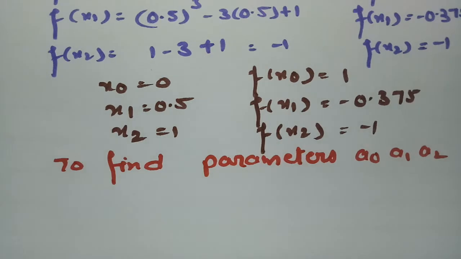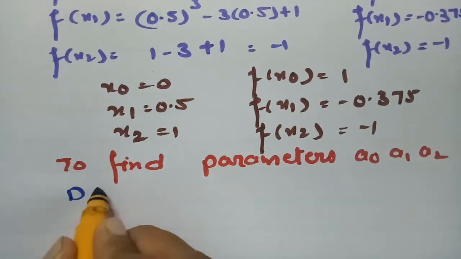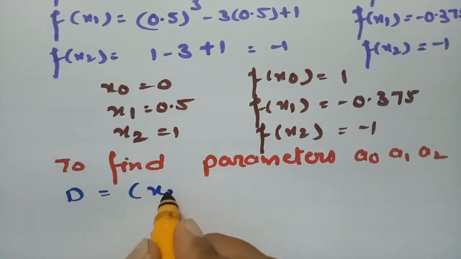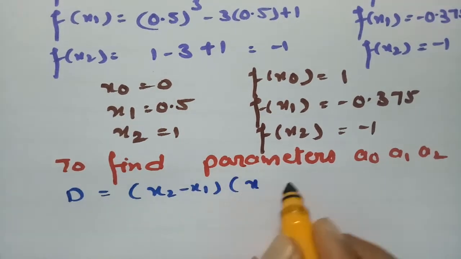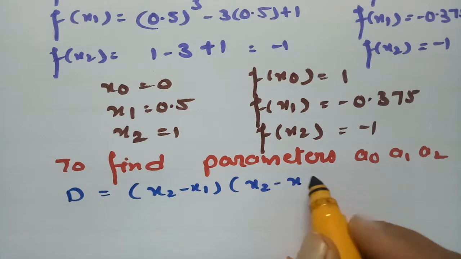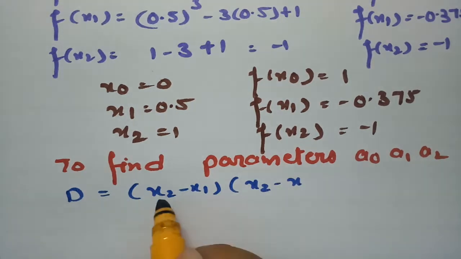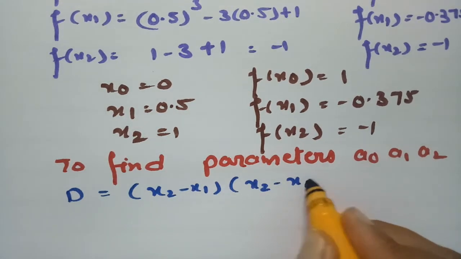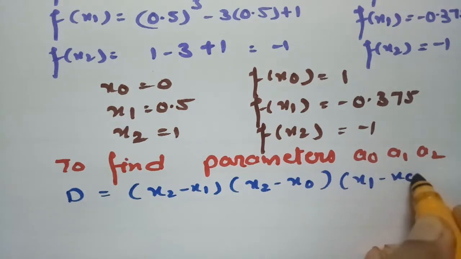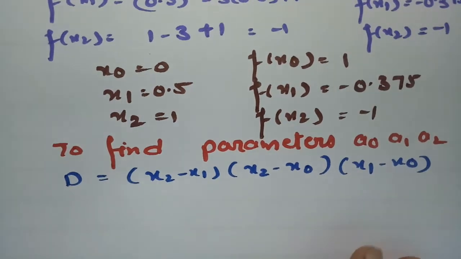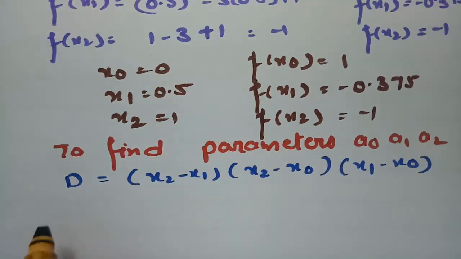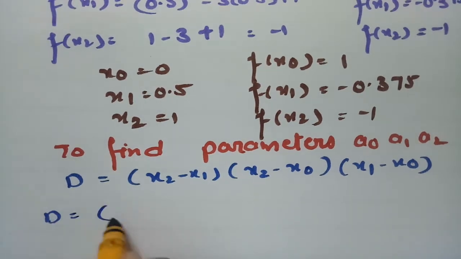Before that we have to calculate d. So what is the formula for d? d is nothing but x2 minus x1 into x2 minus x0 into x1 minus x0. So here we have all the values ready. So d will be, what is x2?